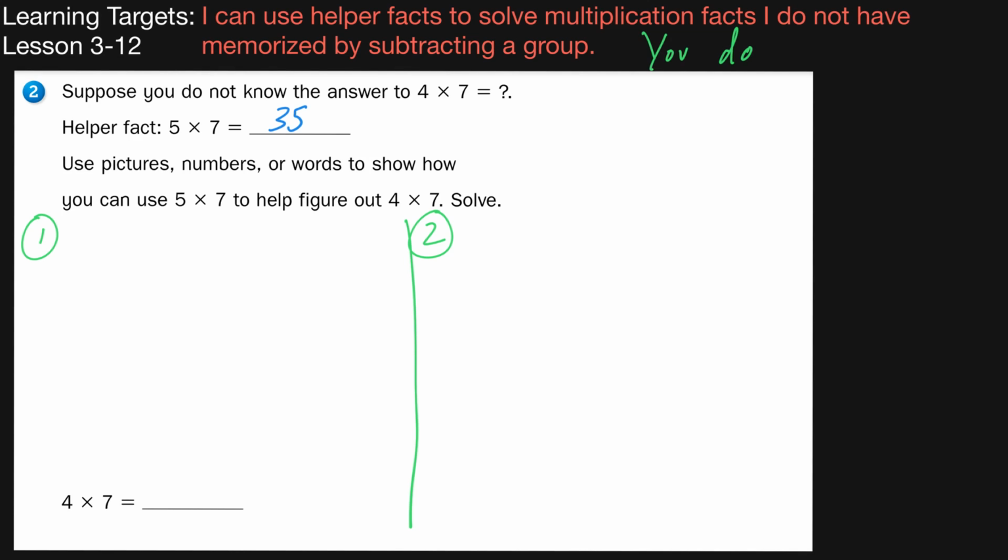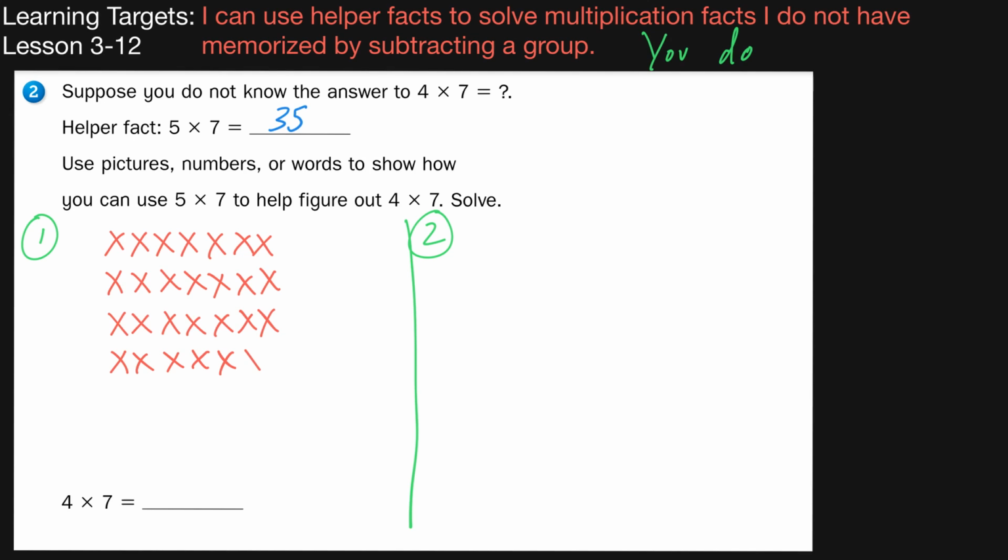So I'm going to use a picture to show first. So I'm looking at helper fact of 5 times 7. I'm going to do that as 5 groups of 7. So 1, 2, 3, 4, 5, 6, 7. 1, 2, 3, 4, 5, 6, 7. I keep going until I have five groups. I know that I can be finished because I have group 1, group 2, group 3, group 4, and group 5.